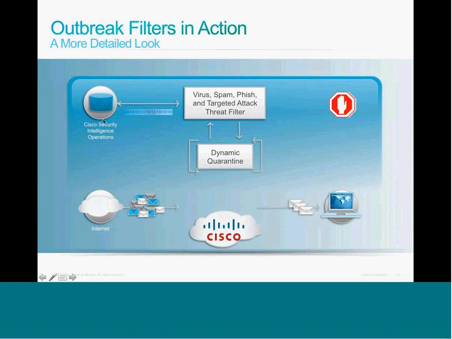Let's get that in a bit more detail graphically. So the security intelligence operation is providing that targeted attack threat filter down to the IronPort appliance, where it's examining things and putting them in the dynamic quarantine as it needs to. We can have a release on that quarantine. So Cisco may say, let's leave this item in the quarantine for 4 hours until we get an updated signature for that item, so we can scan it again and then release it from the quarantine when we're happy it's clear.